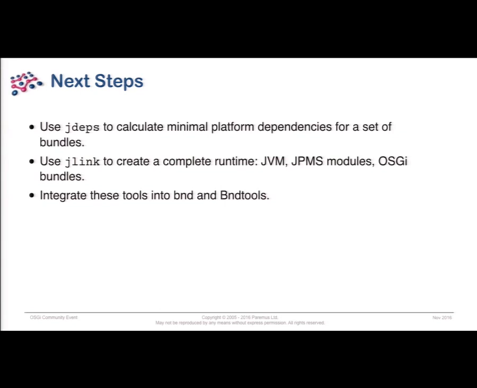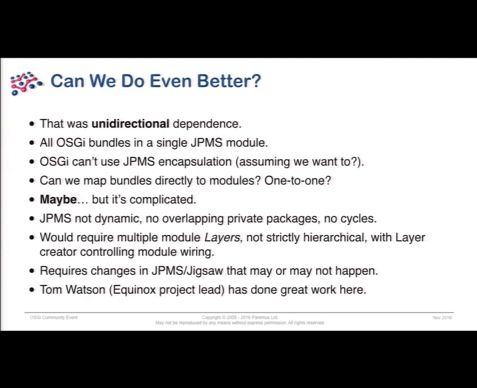So next steps: use jdeps to create a minimal platform and integrate those tools into BND and BNDtools. That was unidirectional dependencies. There is some potential, perhaps, to do multi-directional. Now, it's very complicated and it requires lots of messing around with internals of OSGi and probably has to be done by the framework implementers. So Tom Watson, who's the lead of Equinox, has done some experimental code in doing bidirectional dependencies, so Jigsaw modules depending on OSGi. This may work, it may not. It will also require some additional features in JPMS, which may or may not be added in the final release.